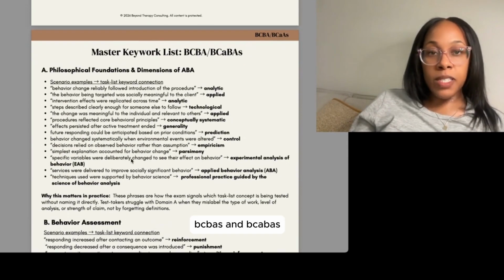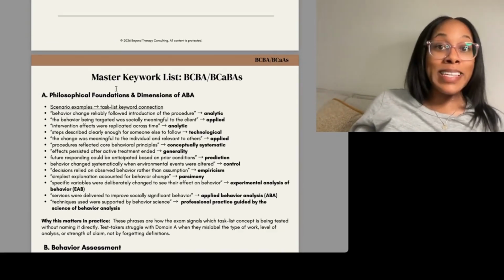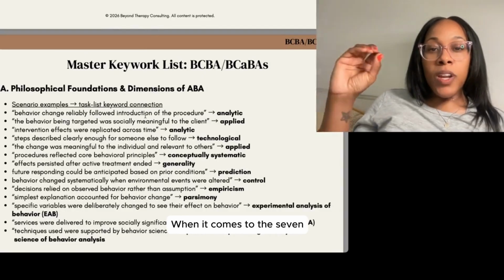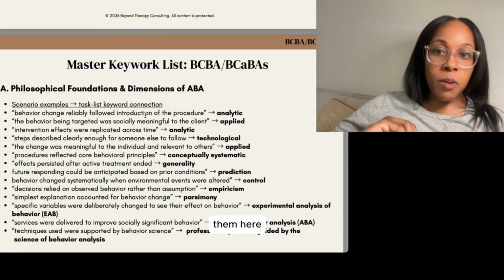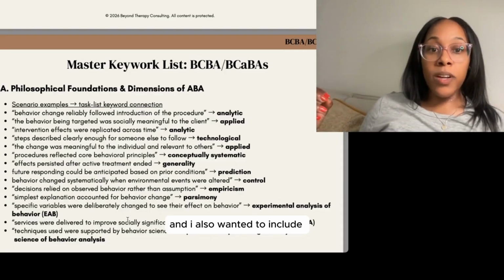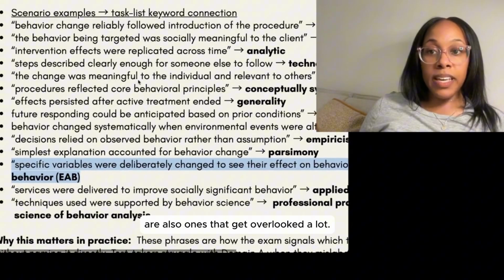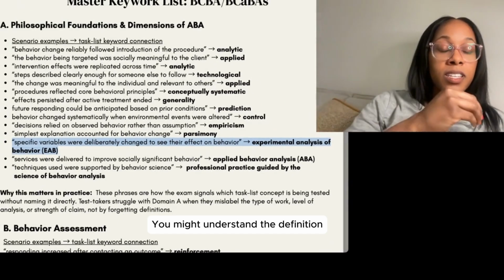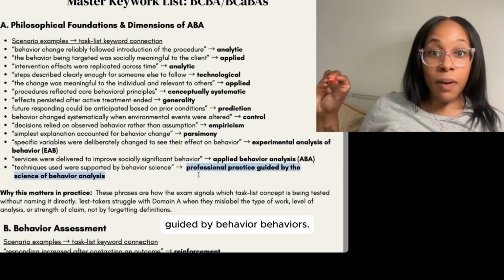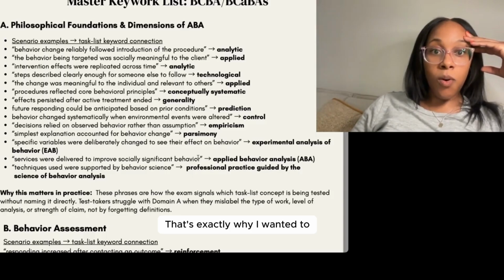So same thing for BCBAs and BCABAs. I matched it up to the task list. As you can see, the BCBA, BCABA section of this is much bigger because it's a lot more information that they have to learn. But when it comes to the 7 dimensions, that's why I wanted to include them here, because I do think there are keywords that are often overlooked. I also wanted to include EAB and ABA for my BCBAs and BCABAs, because I think those also get overlooked a lot. You might understand the definition or the difference between experimental analysis of behavior, ABA, and professional practice guided by, but in a scenario question, it can sound the same. So that's exactly why I wanted to include them here.